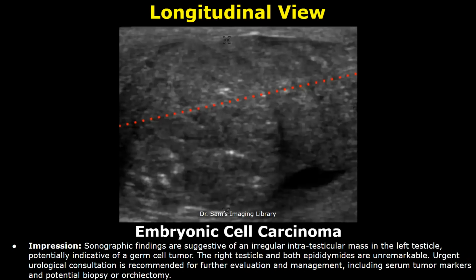Embryonic cell carcinoma is not declared in the impression. Only the main findings are written. Urgent urological consultation is recommended for further evaluation and management, including serum tumor markers and potential biopsy or orchiectomy.